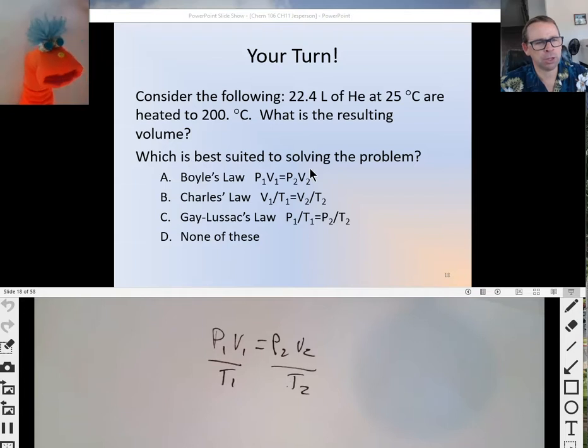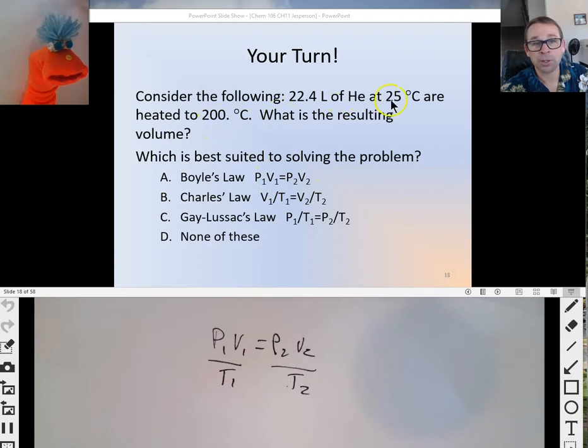Let's see, which one of those? That's B, right? Volume and temperature? That's right. Very good. So that's how you do that, right? You identify the initial volume, initial temperature, new temperature, and if they're asking for the new volume, you can find out what it is. Okay?